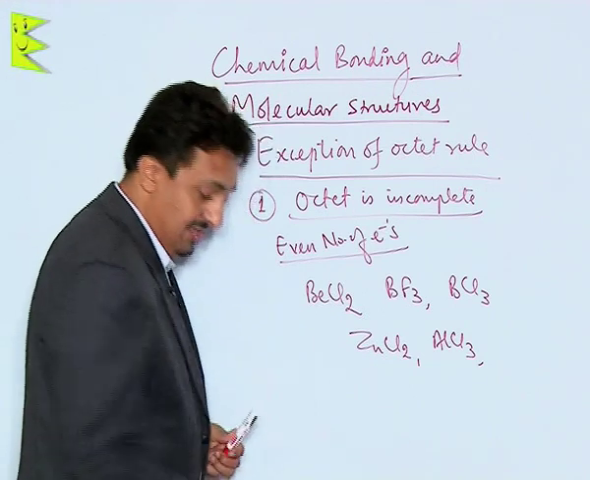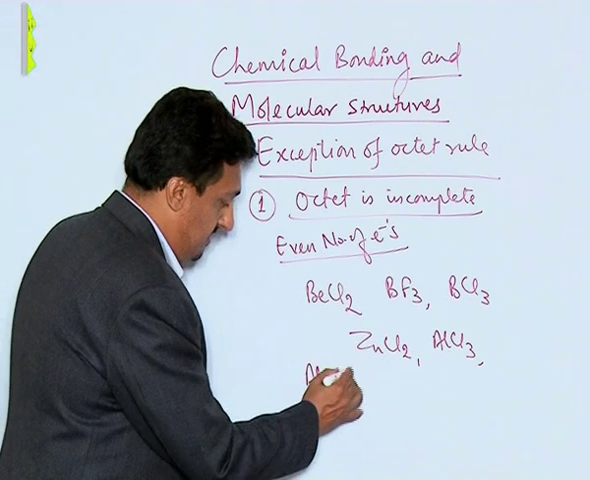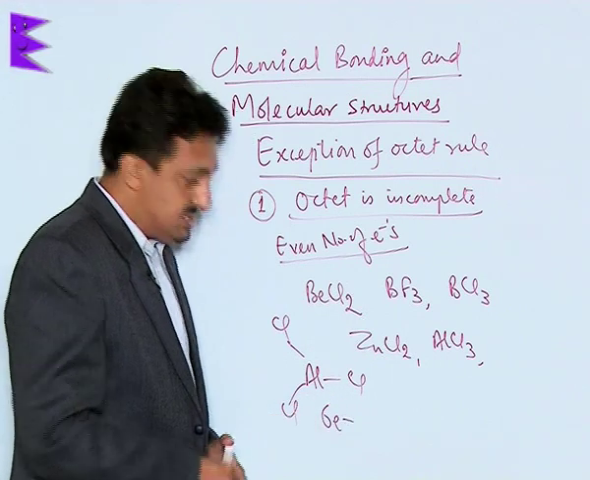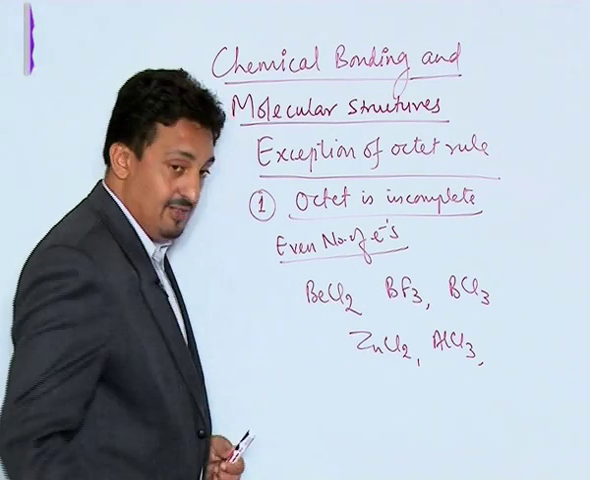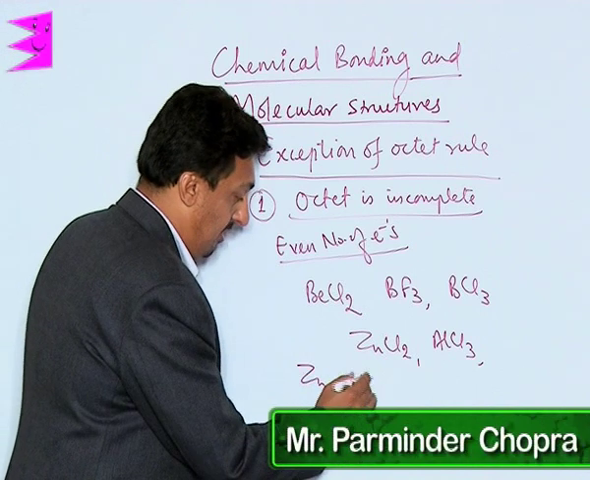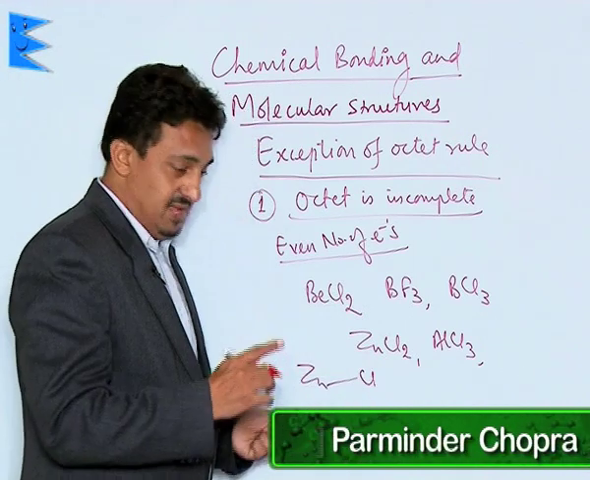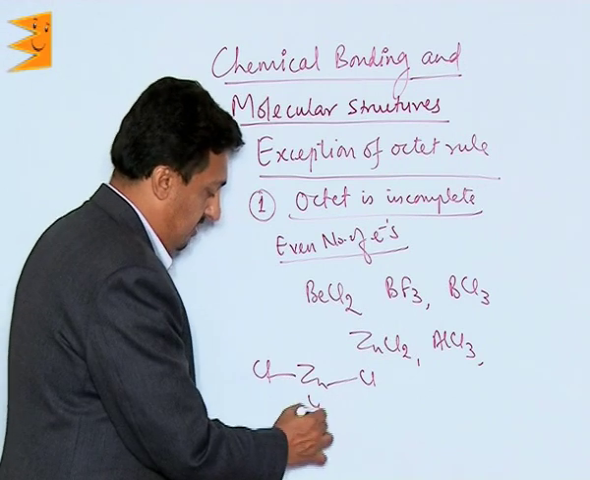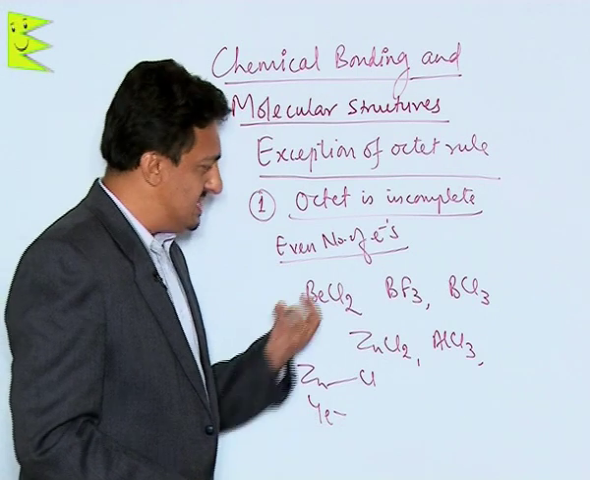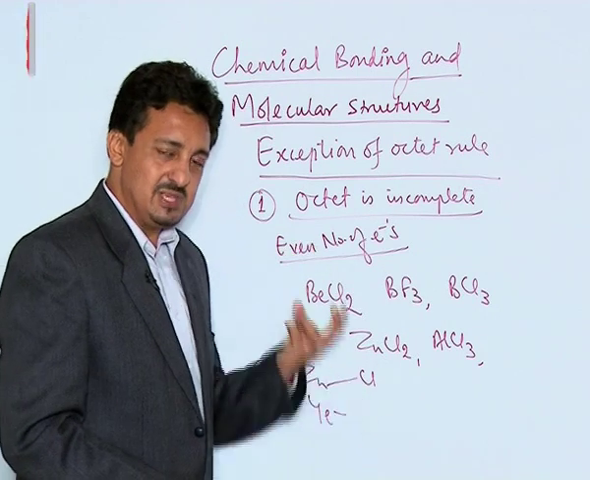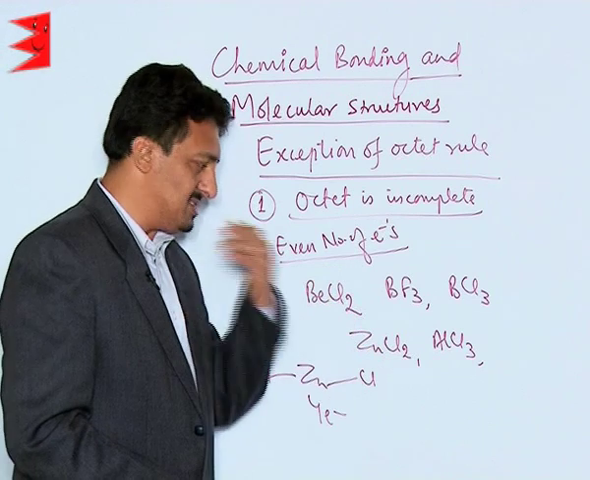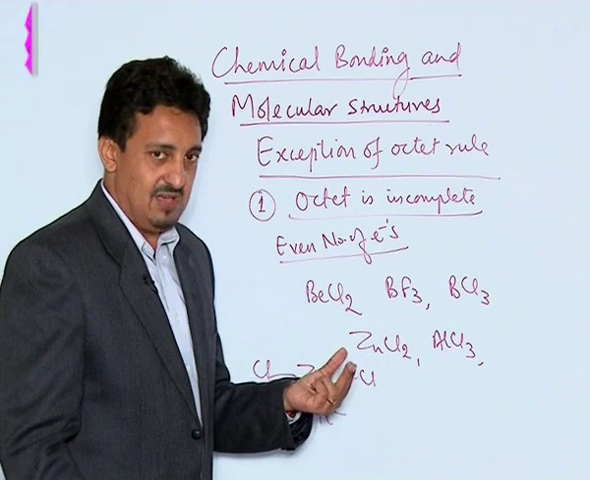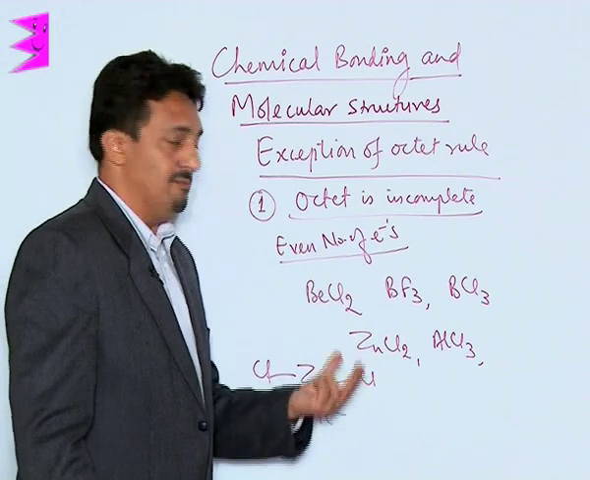Same is the case with the aluminium trichloride, AlCl3, 6 electrons. Same is the case with the zinc chloride. Zinc is belonging to, of course, the 12th group. It's having 3d10 4s2 configuration. It combines with 2 chlorine atoms. It's having only 4 electrons. So these are the exceptions. These are the examples in which the octet is not complete, but still they are formed. And remember, in all these molecular species, the central atom is having its incomplete octet with even number of electrons.